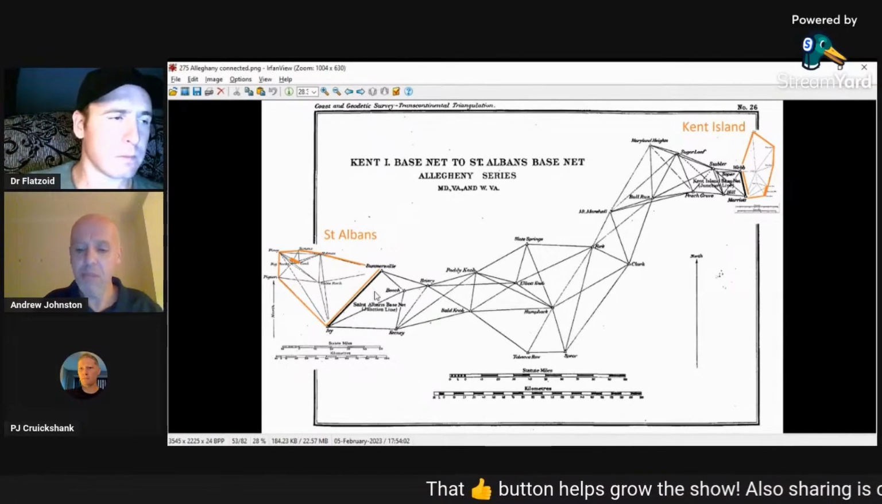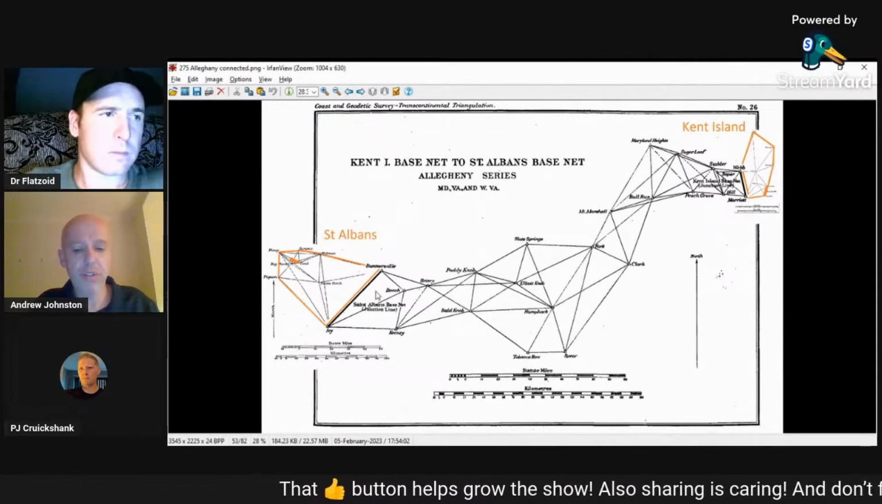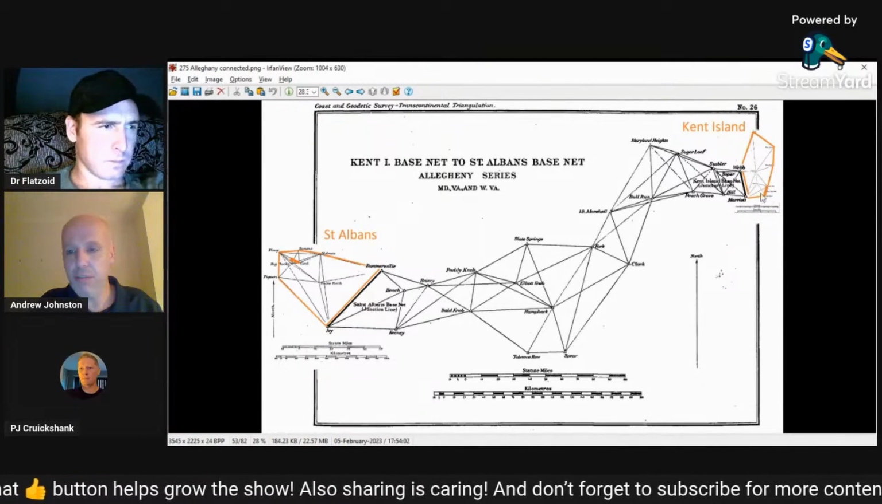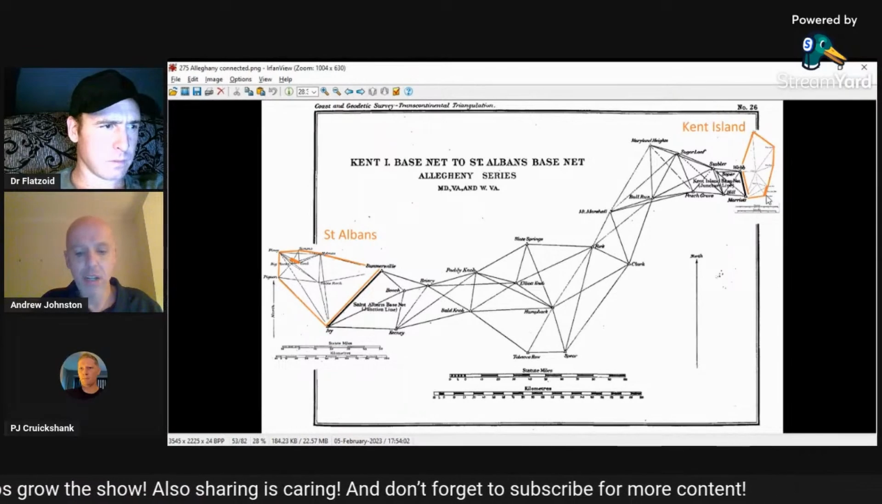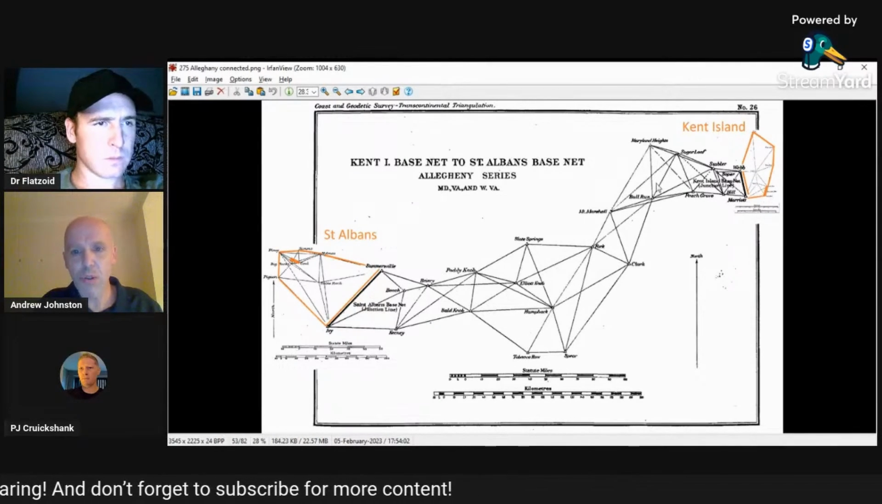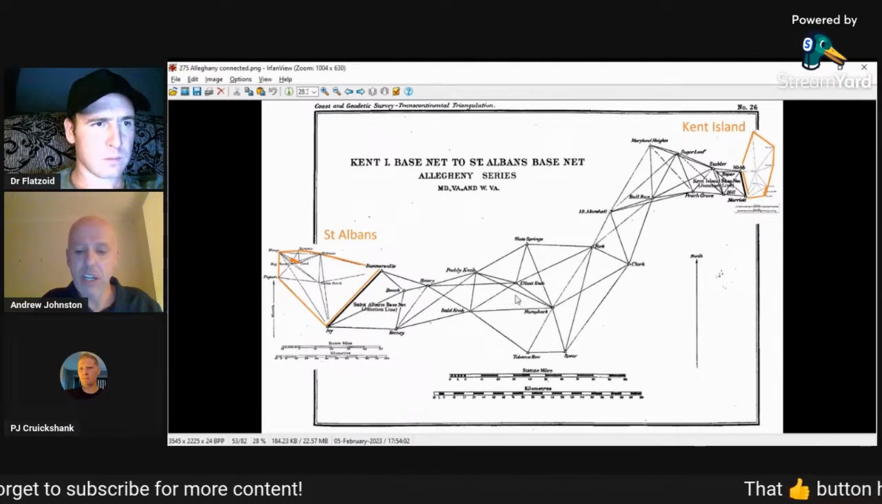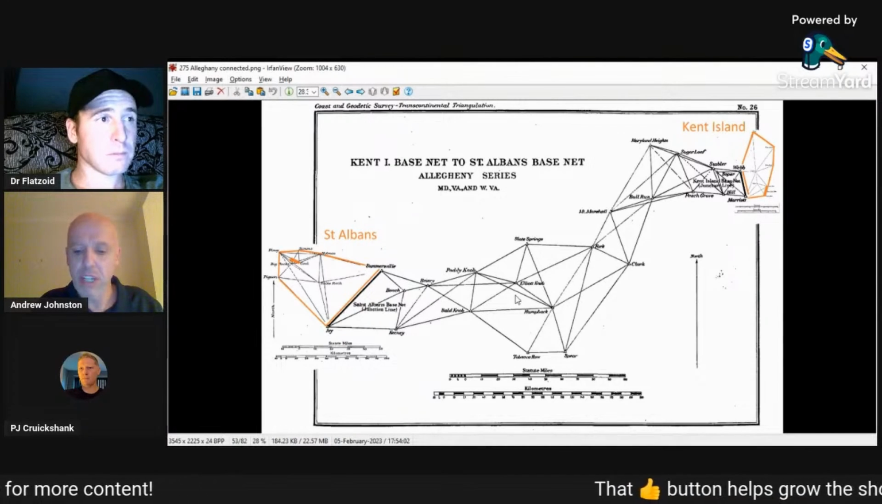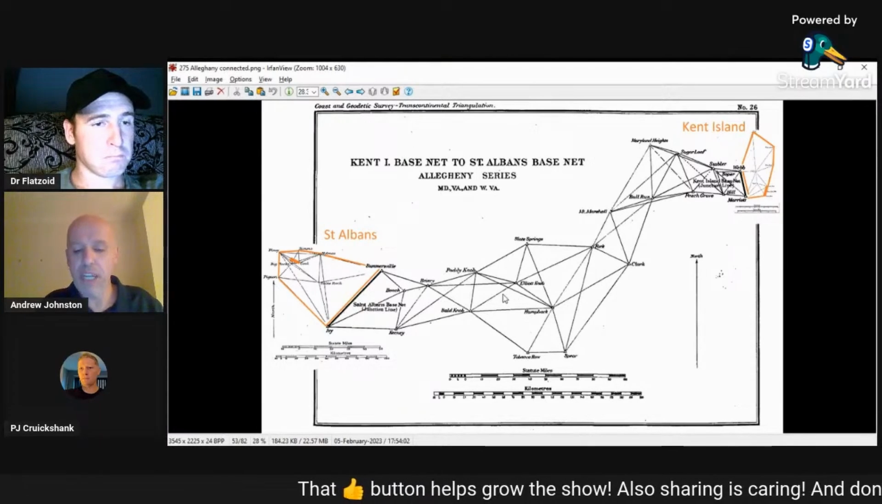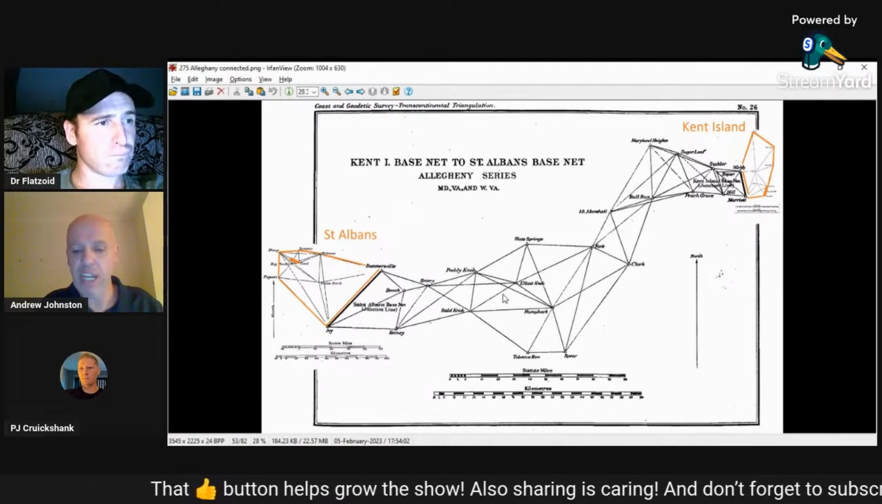So if you consider the hypothetical situation of the surveyors starting over here at the Kent Island base net and measuring this very small, thick line here, which is about 8.5 kilometres long. And then they traverse all the way across the country to the west here, over 450 kilometres. And all they're doing is taking angle measurements along the way. They're not doing any measurement of the length of the ground anywhere at all.